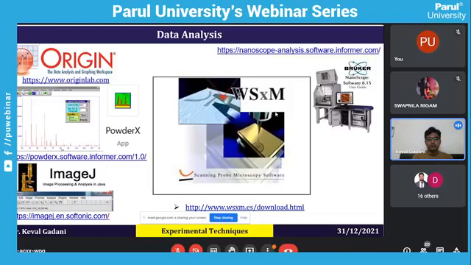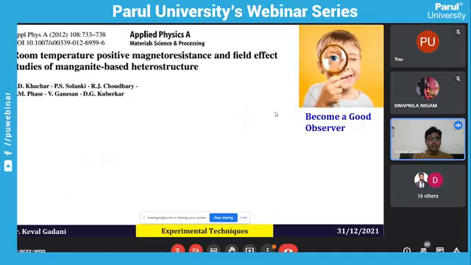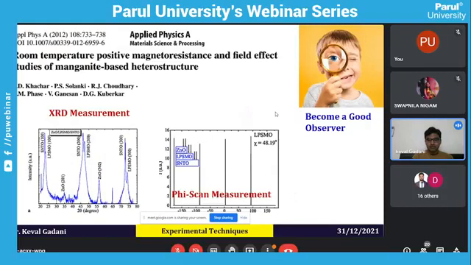This paper is already published in Applied Physics A. In this paper, you can see one graph, a thin film XRD graph, called the XRD measurement, and one more graph called the phi scan measurement. You can see such kinds of graphs once you look at any research paper, particularly in material science and nanotechnology. You frequently observe the XRD measurement, and I'm talking about only thin film, so phi scan measurement.